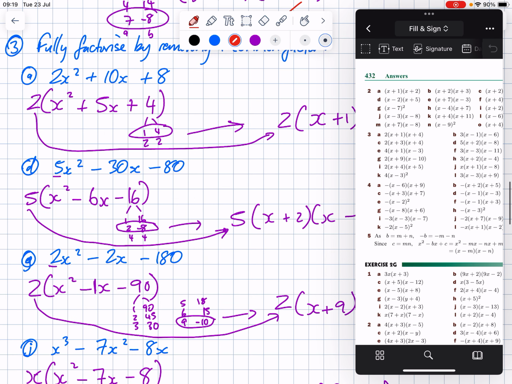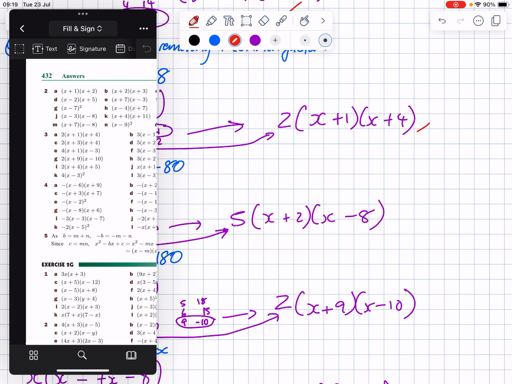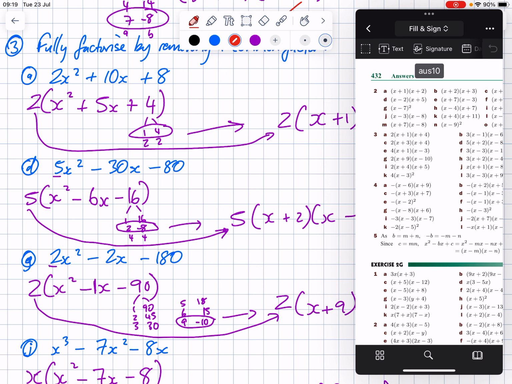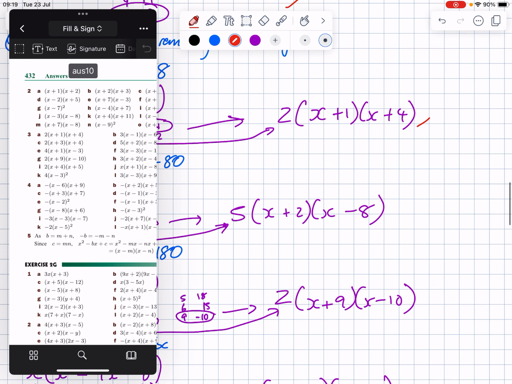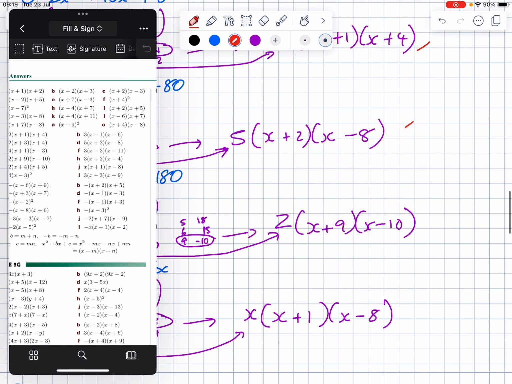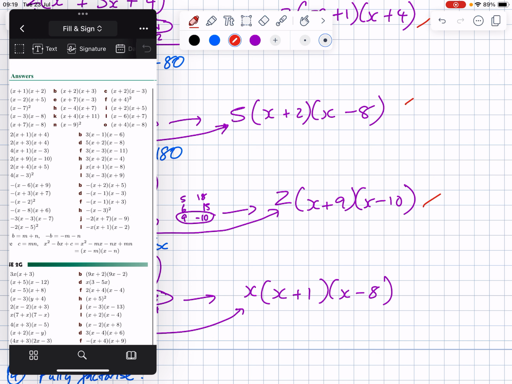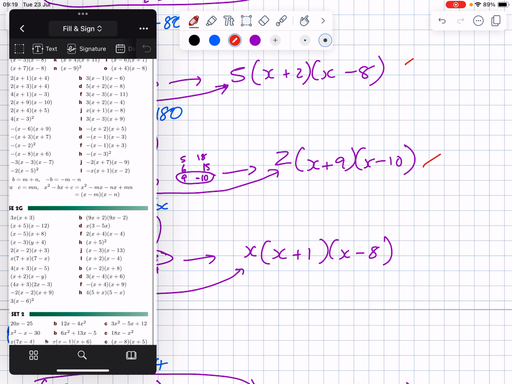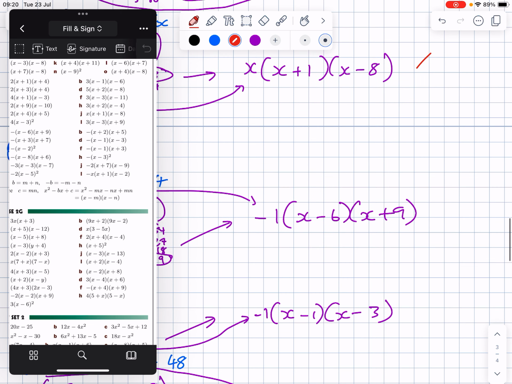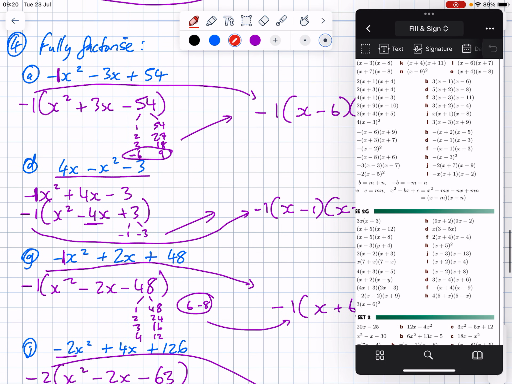3a, the answers there: 2x plus 1, x plus 4, yep. What did we ask for next? It was D. 5x plus 2, x take 8, correct. ADG. 2x plus 9, x take 10, yes. J, x plus 1, x take 8, yep. 4, ADGJ again.